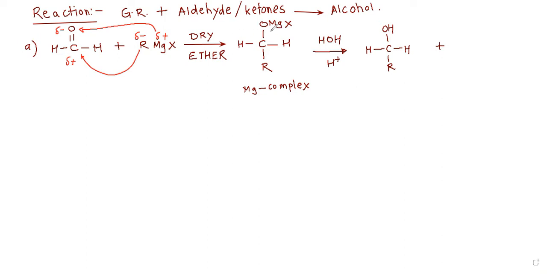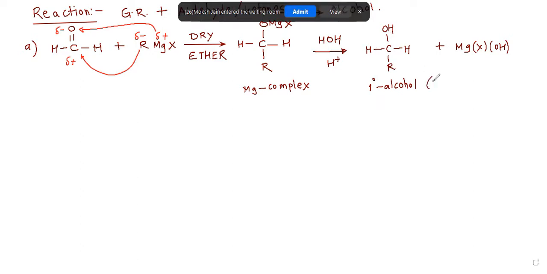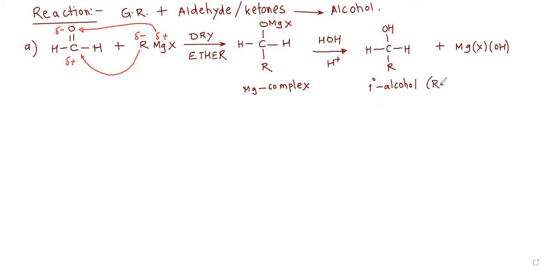So MgX and OH will produce MgXOH, and one hydrogen goes over here to this oxygen. If you watch carefully, what we are getting here is called a primary alcohol, or CH2OH. CH2OH is a primary alcohol.